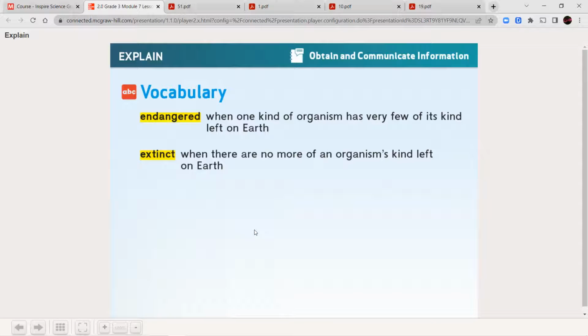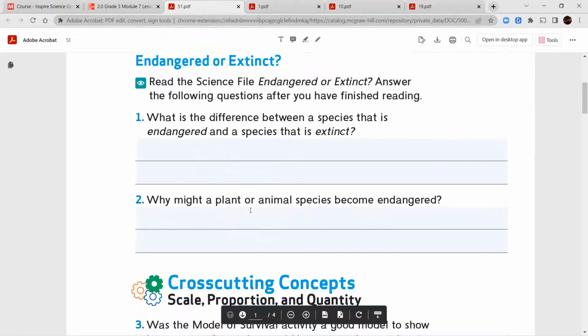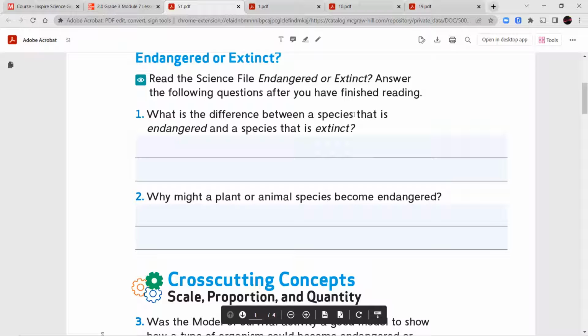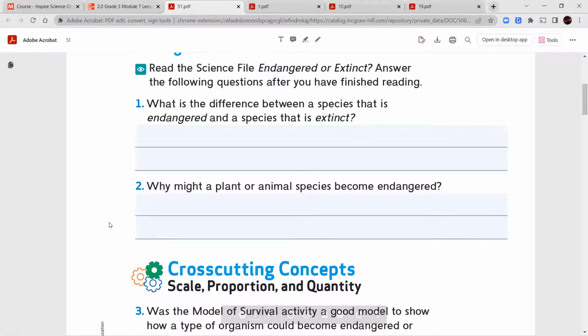Endangered is when one kind of organism, remember an organism is just a living thing, has very few of its kind left on Earth. That means there's not very many of them left. And extinct means when there's no more of them left at all. So they've all died off and we're not able to have any more of them after that. Now let's take a look at our questions here first before we begin our handout. Number 1, what is the difference between a species that is endangered and a species that is extinct? Number 2, why might a plant or animal species become endangered?